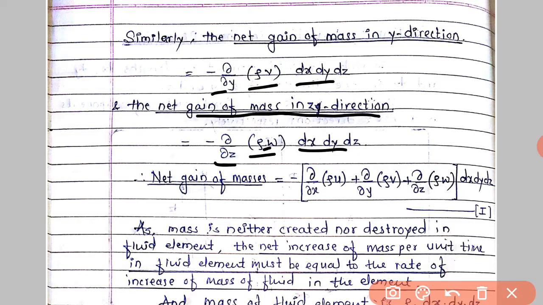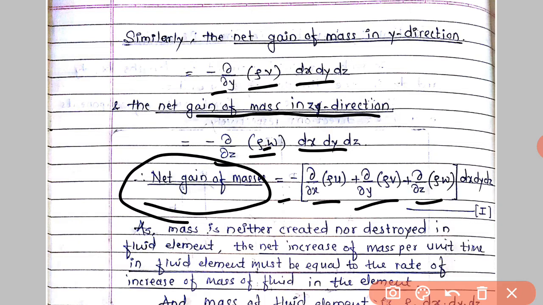Now we have to obtain net gain of masses in all directions. For that we have to do summation of all three equations. So minus sign will be common: ∂/∂x of ρu plus ∂/∂y of ρv plus ∂/∂z of ρw, into dx dy dz which is common. This will be equation 1.